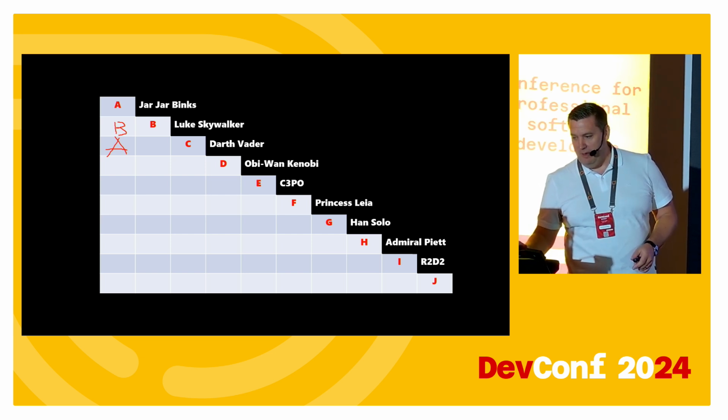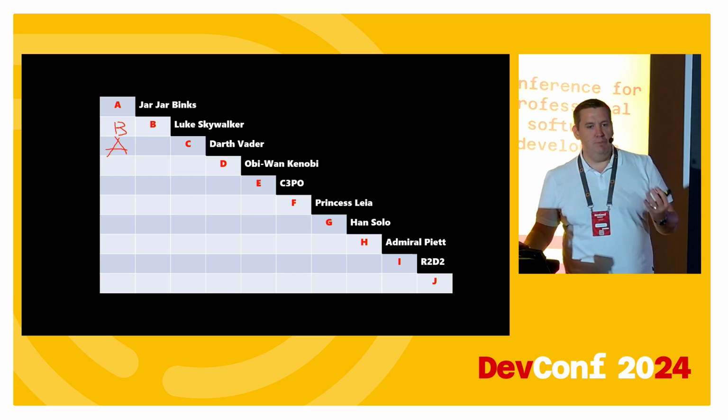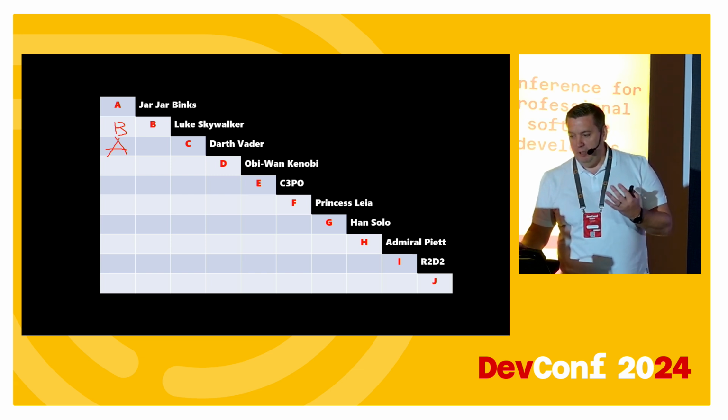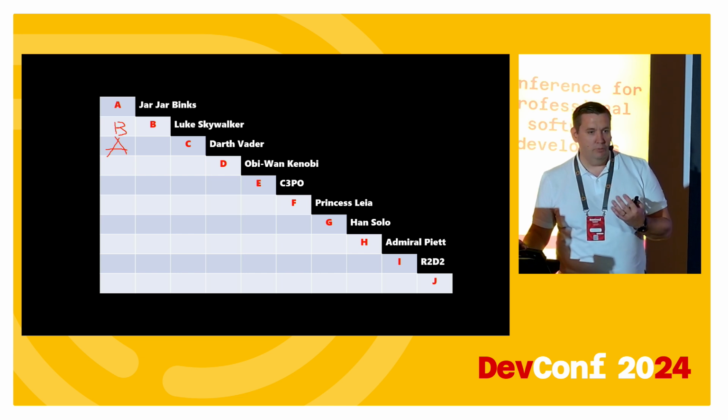When you're down to C-3PO, then you don't have to compare him to all the other previous ones. You just have to compare him to Princess Leia, Han Solo, Admiral Piett, and R2-D2. Then we're done.